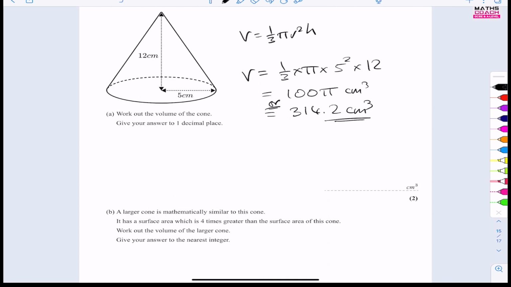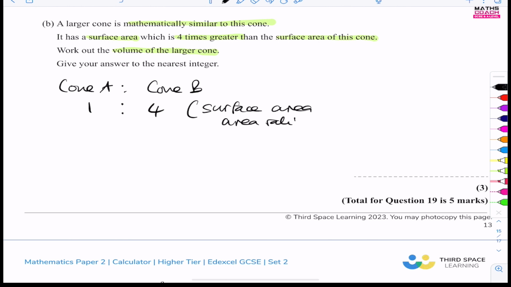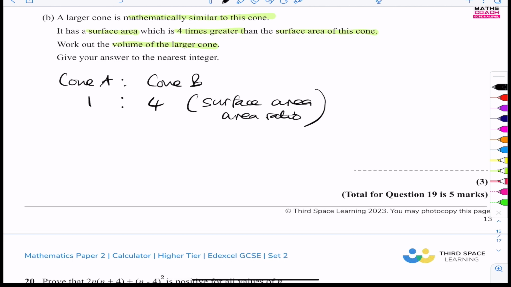Now part B, it says a larger cone is mathematically similar to this cone. It has a surface area which is 4 times greater than the surface area of this cone. Work out the volume of the larger cone. Give your answer to the nearest integer. So we have 2 cones, cone A and cone B, which we can call the larger one. And the surface area of cone B is 4 times greater. So if we call this one 1, then 4 times as much would be 4. So this is our surface area, in other words, our area ratio. Okay, so we need to find out the volume.